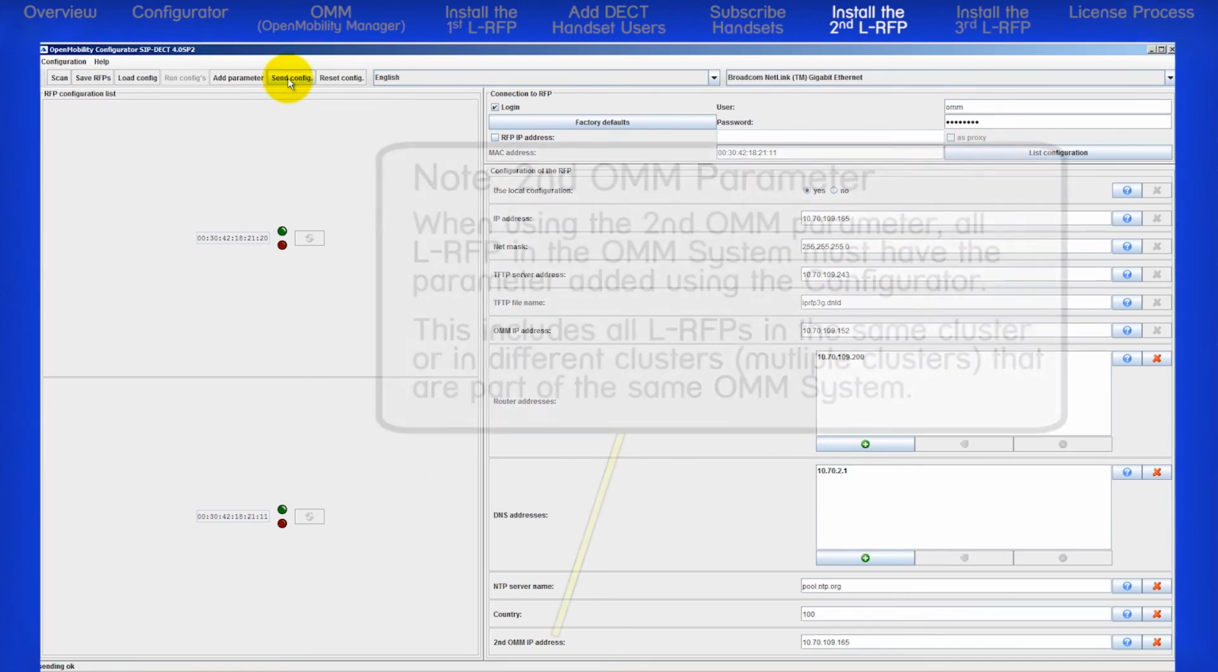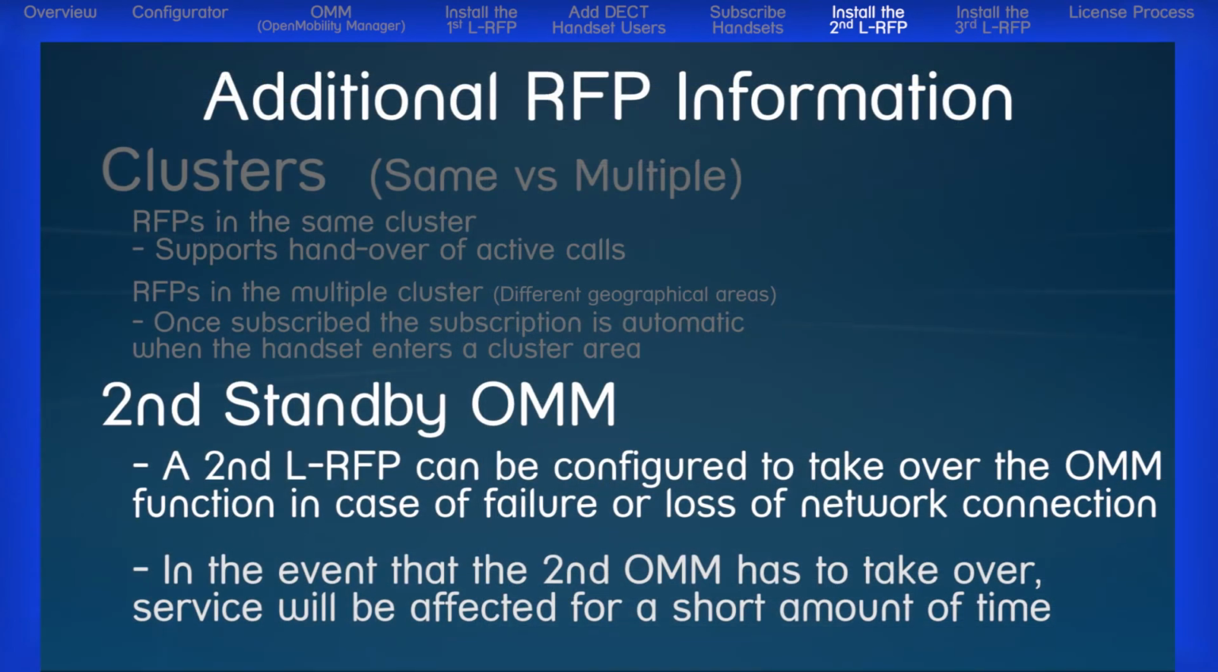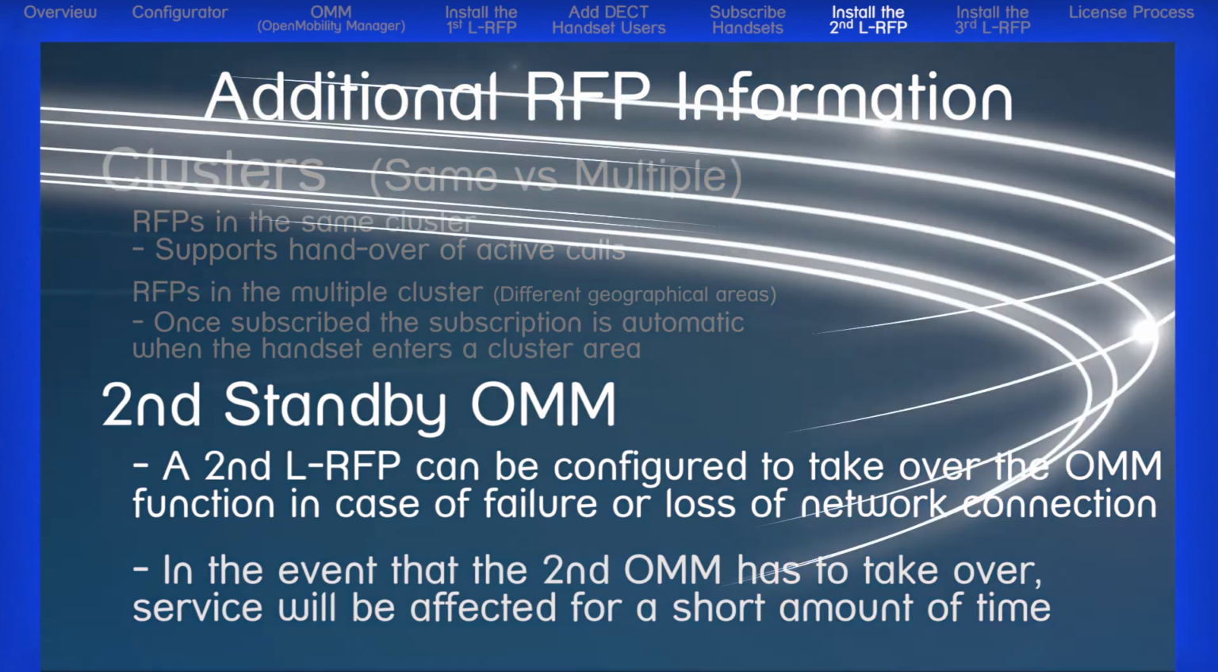One last thing. For every additional RFP that you turn up, you will need to add this parameter so that it will know how to get to the OMM and how to get to the second standby OMM. Now with this configuration, if anything happens to our first OMM, which is running on our first RFP, the second standby OMM, which is running on a different RFP, can take over. Be aware that the service will be interrupted for a small amount of time while the second OMM begins the process to take over the DECT system.